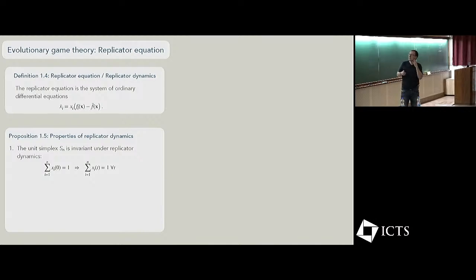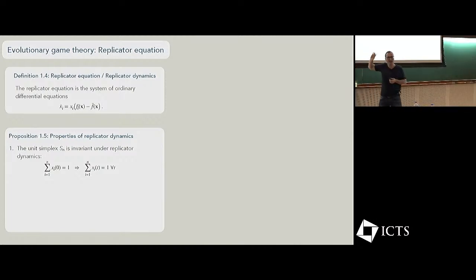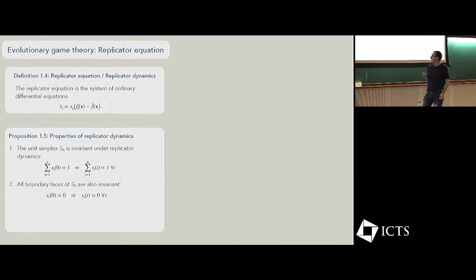And actually, that's what this first result here says. If I start with a probability distribution, I will get a probability distribution at all times. So that's actually a minimum requirement on any reasonable ODE that you might want to use to describe probability distributions. Also, one property is that the boundary faces are invariant. So if a strategy is not there in the beginning, it will never be introduced. And that's quite obvious from this definition, because there is an xi on the right-hand side. So if this is 0, the slope will always be 0.